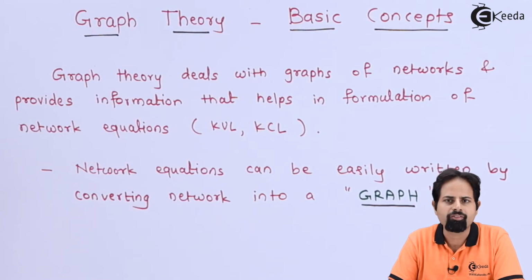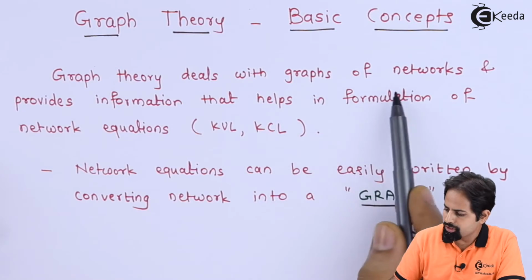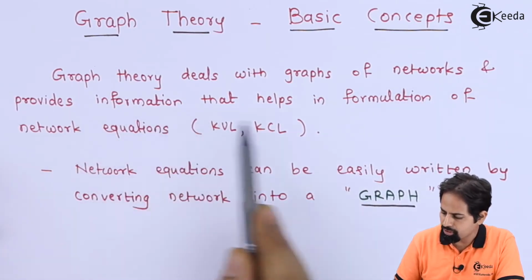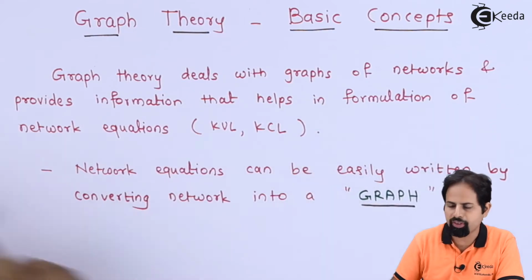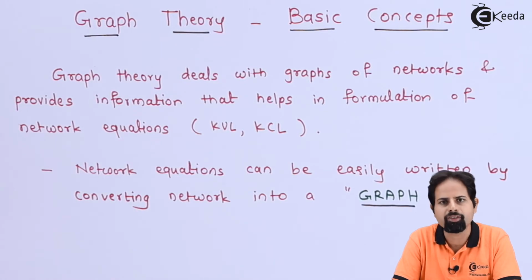So what exactly is graph theory? Graph theory deals with the graph of networks, and it provides information which helps in the formulation of network equations. As I told you, by using graph theory, eventually we are going to get KVL and KCL equations, because these are the equations with which you can get the solution of a circuit, let us say voltage or current or whatever things. So in this graph theory, we are going to see how to achieve this by using a graph.